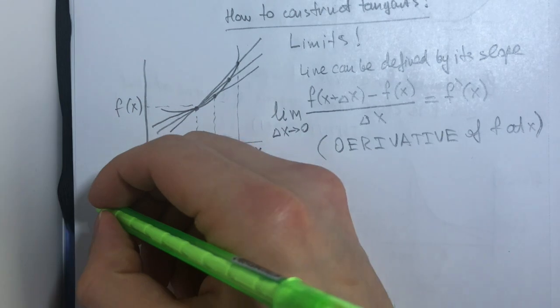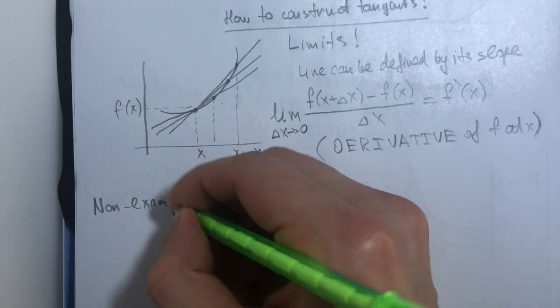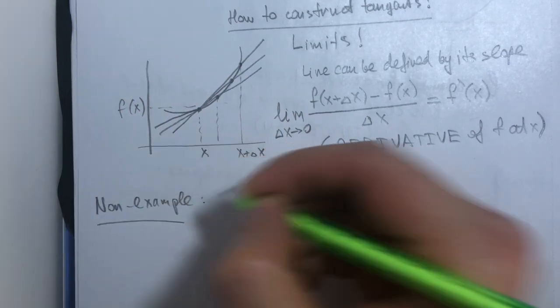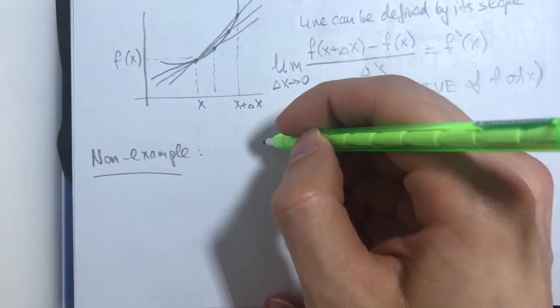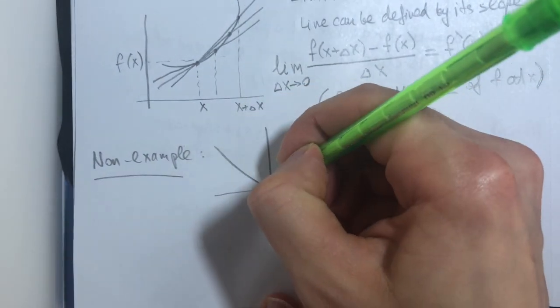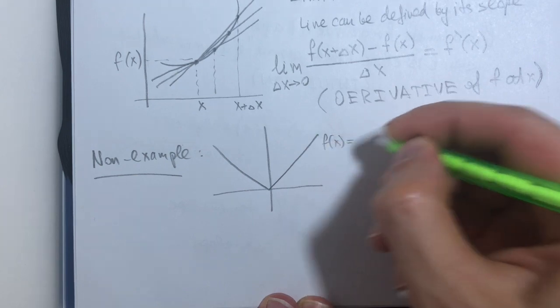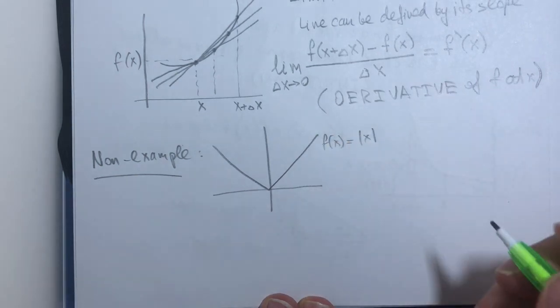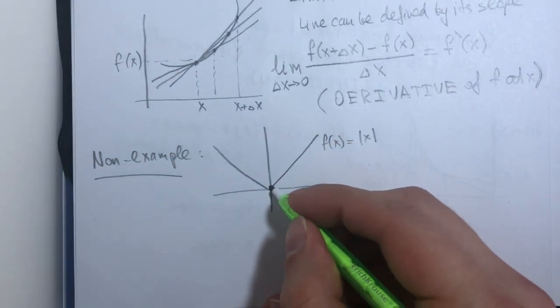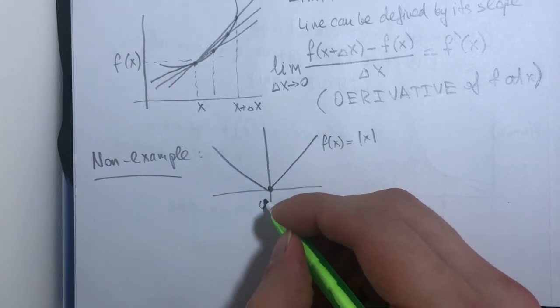So I think that here a non-example is going to be helpful. Let us consider a function f of x equals absolute value of x, and we want to know whether a tangent exists at a point 0.